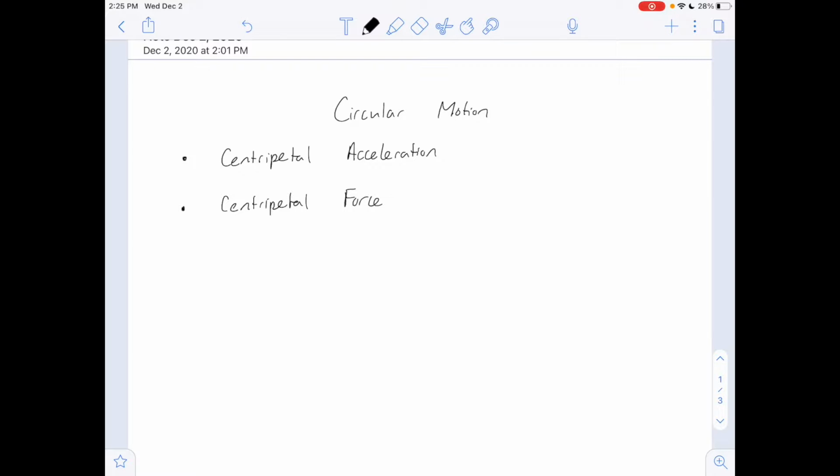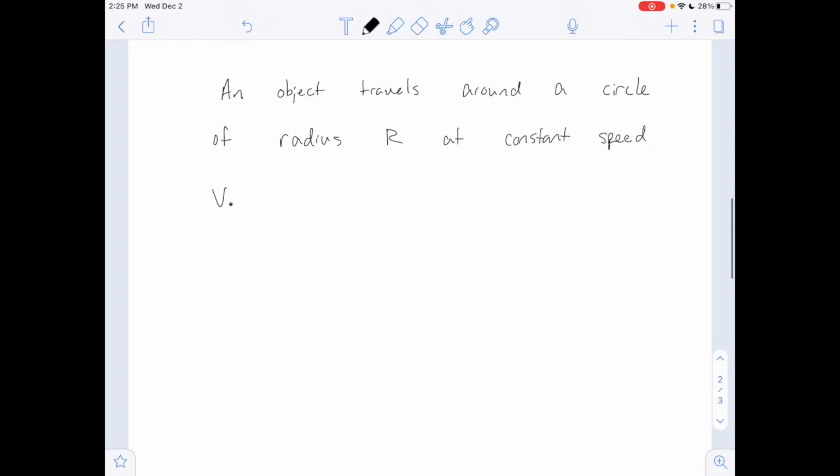In this video, we're going to start looking at circular motion. And so for today, we'll just look at uniform circular motion, and we will learn about centripetal acceleration and centripetal force. So for uniform circular motion, we will have an object that travels around a circle of radius r at constant speed v. First, take a look at a picture of what this looks like.